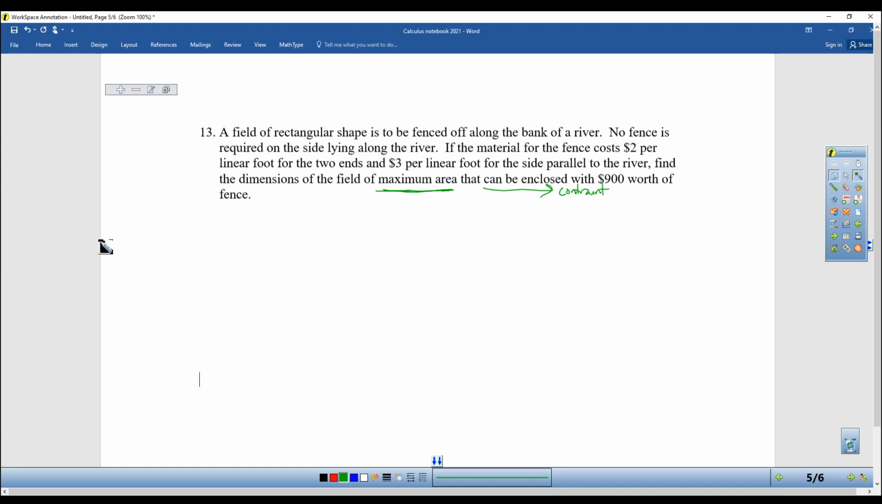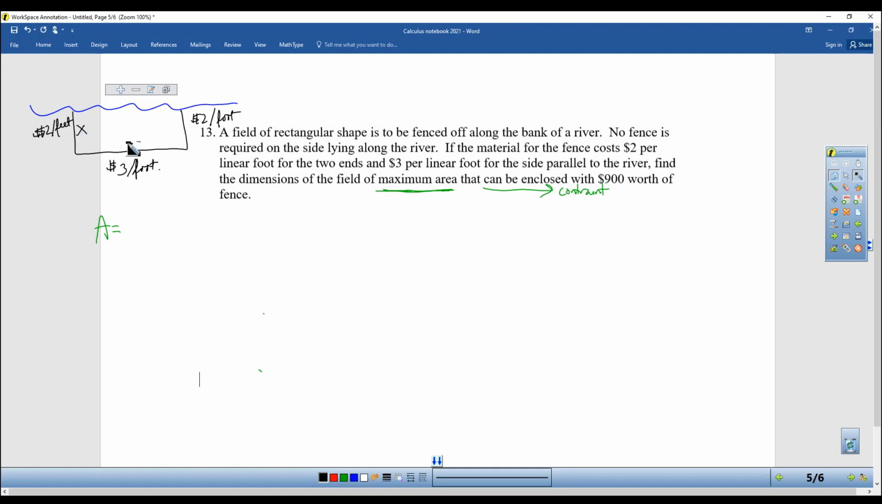So first, I'm trying to maximize or minimize the area. So that's going to be my main equation. Oh, let's draw it. So I've got a river. I've got fencing. The two ends cost $2 per foot, linear foot. It's not area. $2 per linear foot. And then this side, for whatever reason, is more expensive. Must be a different kind of fencing. $3 per foot.